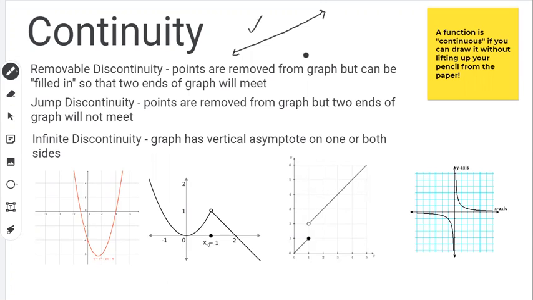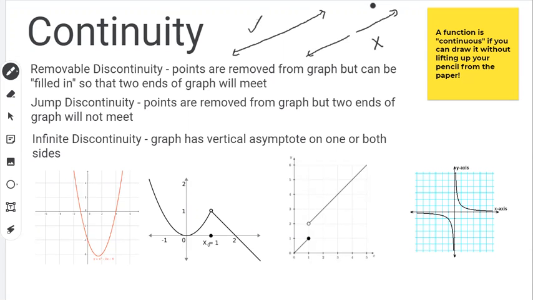But if we have a function like this, where I draw the line and then I lift my pencil up and then I put it back down and I keep on going, then this is not continuous. And we say that it's discontinuous. Or in other words, it has a discontinuity.